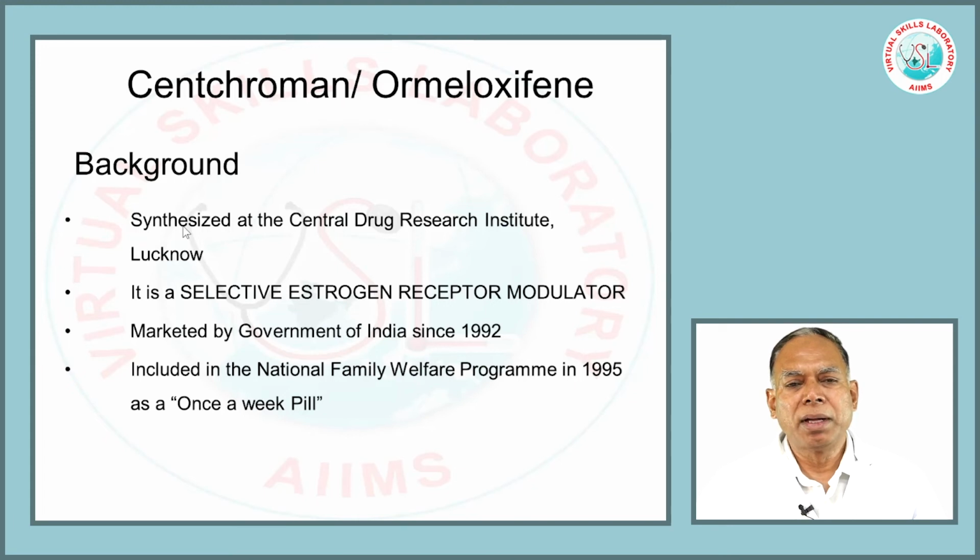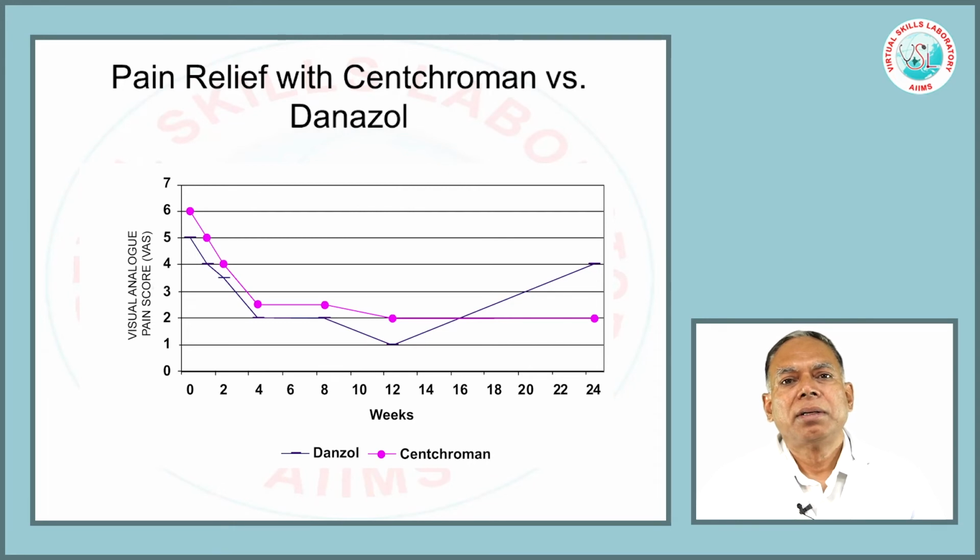It has been marketed by Government of India since 1992 and has been included in the National Family Welfare Program as once a week pill for achieving contraception and family planning. Our study demonstrated that use of Ormeloxifene offered significant pain relief to women with both cyclical and non-cyclical mastalgia in a study where we compared the result of Centchroman with Danazol.